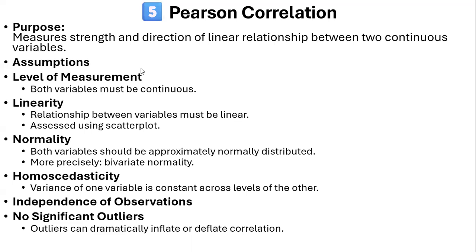Having said this, the assumptions underpinning correlation, particularly the parametric Pearson one, are that the levels of measurement should be continuous for both variables. The levels of measurement should be continuous for both variables. And there is also an explicit assumption of linearity between the two variables that are supposed to be related.